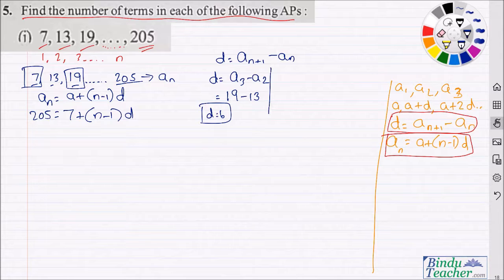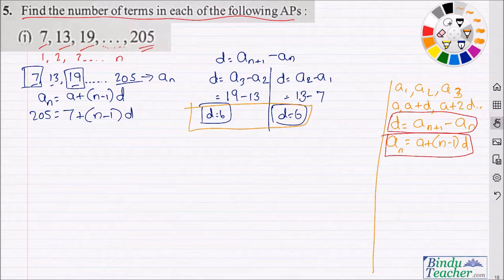Just to be sure, I will calculate d one more time, but this time I'll take the value a2 minus a1. So this also should give me the same result. So a2 is 13 and a1 is 7. We get 13 minus 7, we get 6. So with this you can see we got the same common difference of 6. So now we'll substitute that value here in this first equation. 205 equals 7 plus n minus 1 into 6.